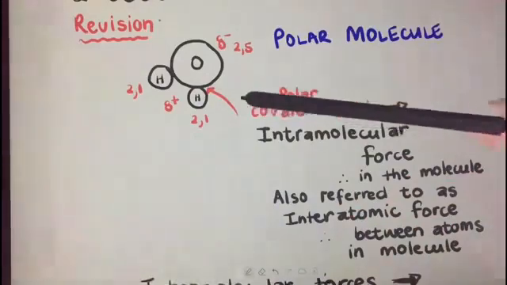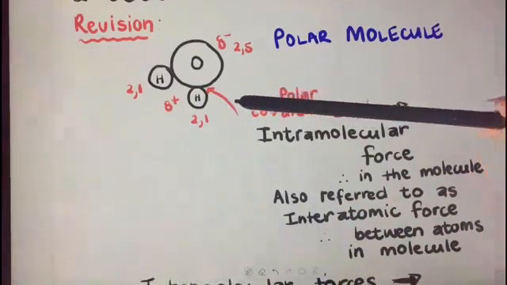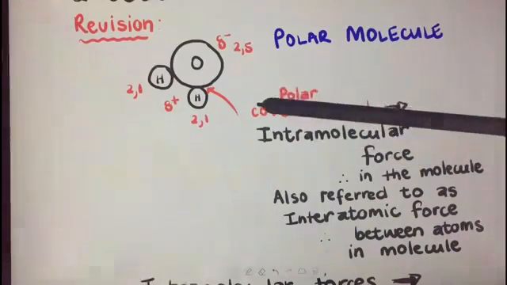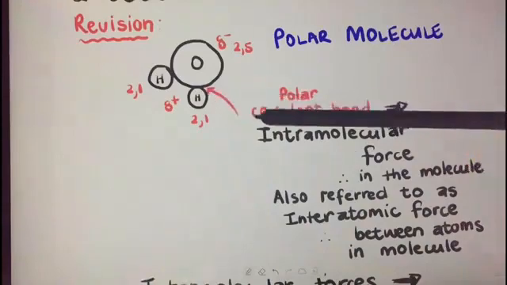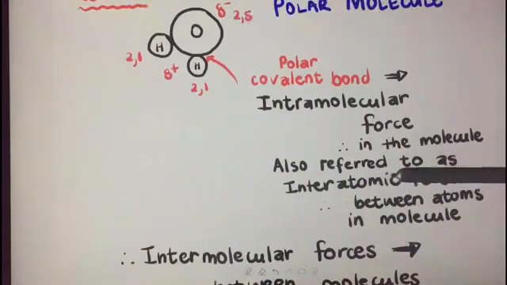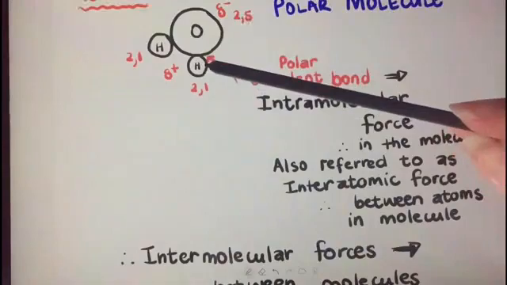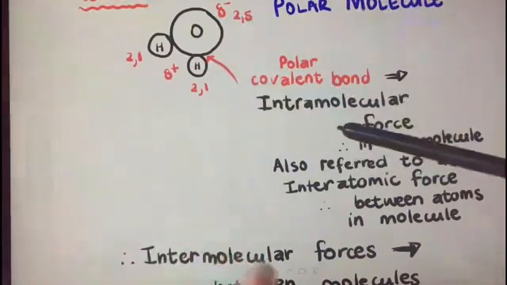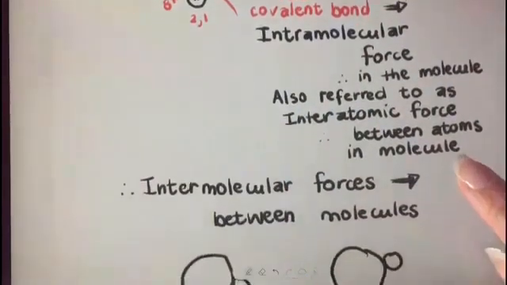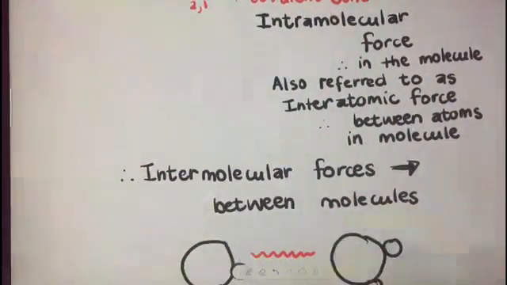But to get back to the polar covalent bond, this bond can be described as an intramolecular force because it's all about the forces in the molecule. This is also sometimes referred to as interatomic forces. In other words, forces between the atoms in the molecule, and this is what we concentrated on in the previous section. We looked at what happens between atoms in the molecule. Now, this new section is about intermolecular forces.